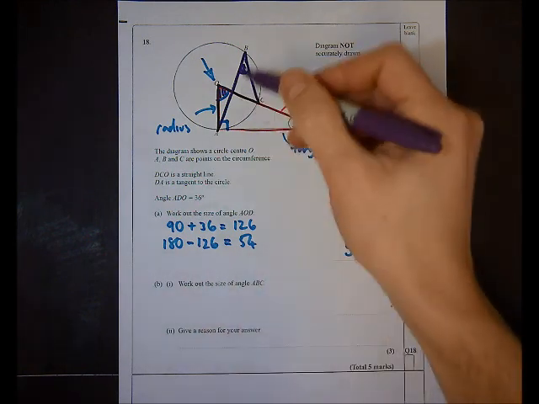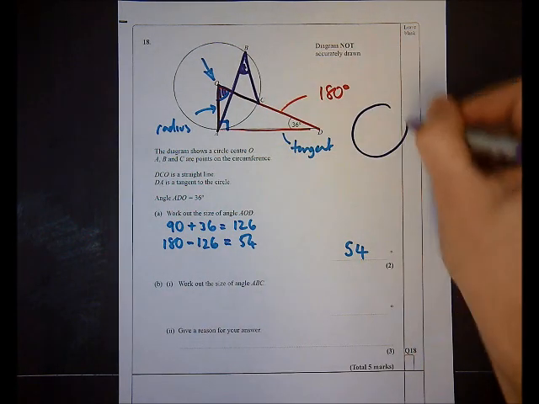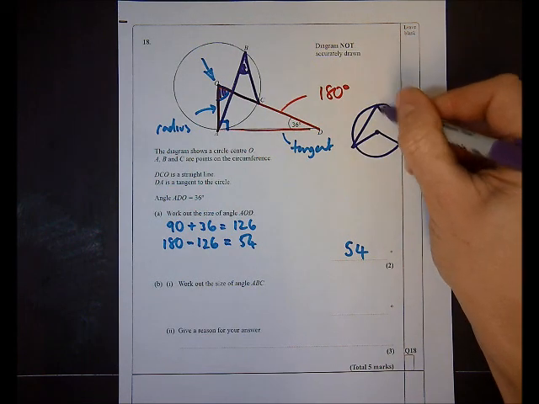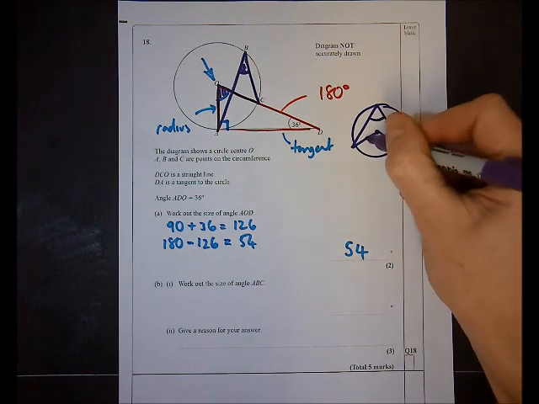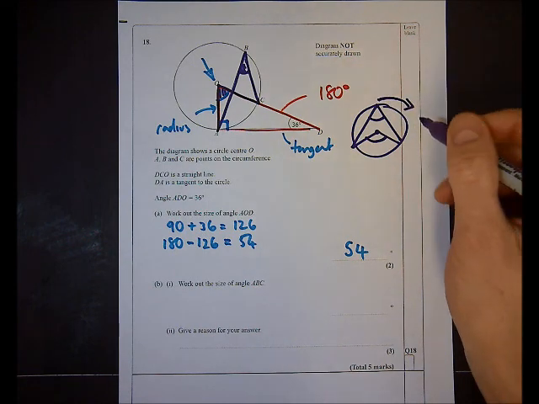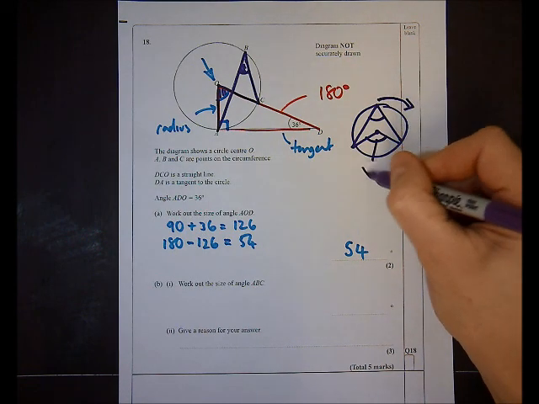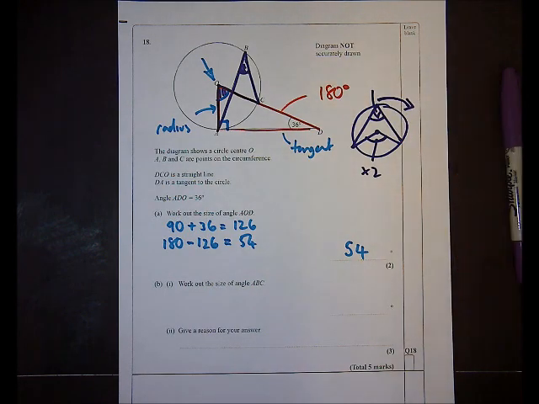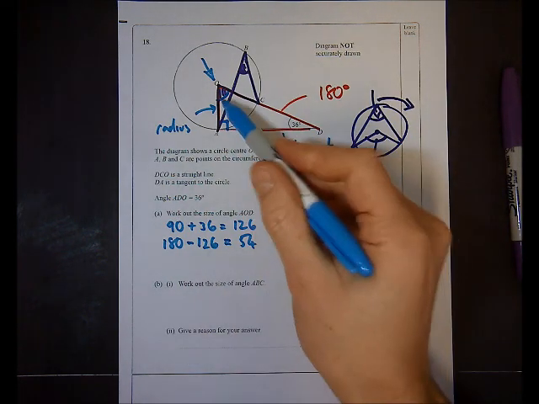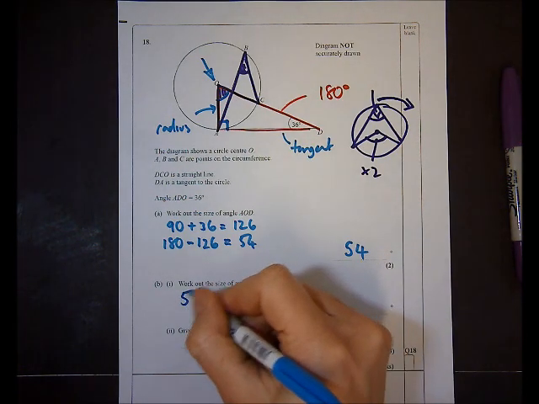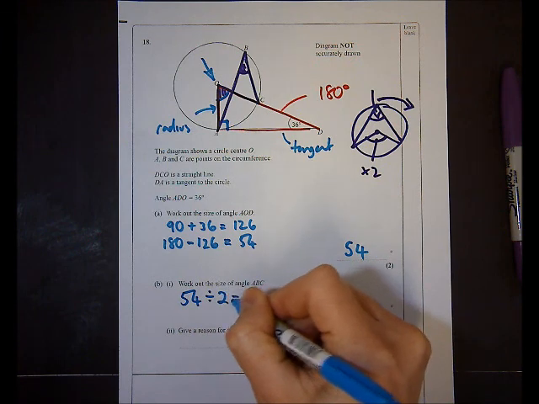Now this is a form of a circle theorem where we have an angle at the circumference and an angle at the centre. We've simply moved that point round until it's come to here, and I know that the angle at the centre is always twice the angle at the circumference there. So my angle at the centre I've already worked out as 54, and therefore my angle at the circumference is going to be half of that, so 54 divided by 2, which is 27.